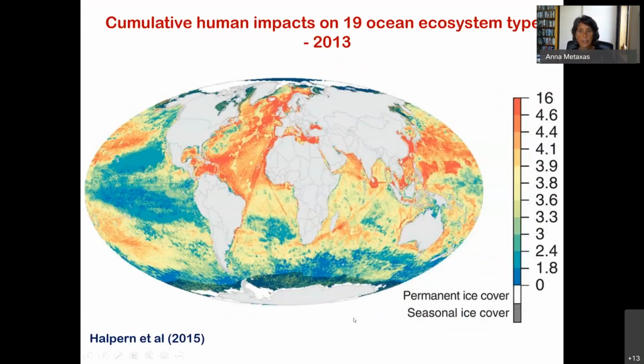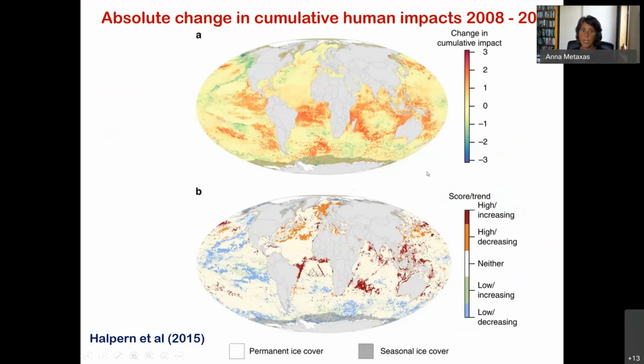But what is of particular interest is that they then looked at the difference between the two studies. So what had happened over those 5 years? Here on the top panel, you'll see whether impact is increasing or decreasing. Up to light yellow, impact is obviously increasing. So what has happened is that the southern equatorial Pacific, Atlantic, and then South Atlantic and Indian Ocean are having an increase in cumulative impact. So places where we were not before are now being impacted.